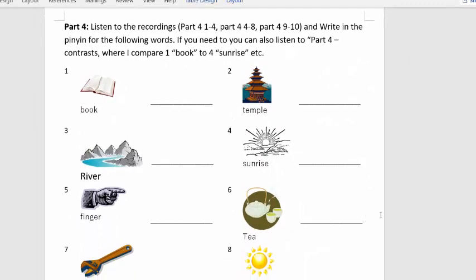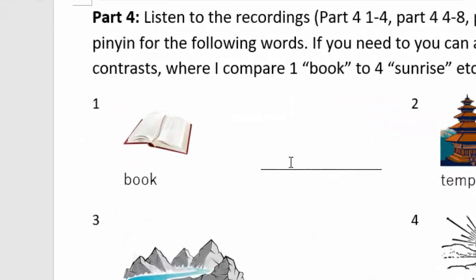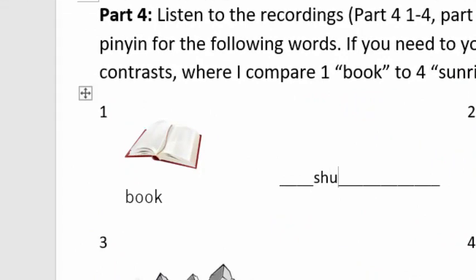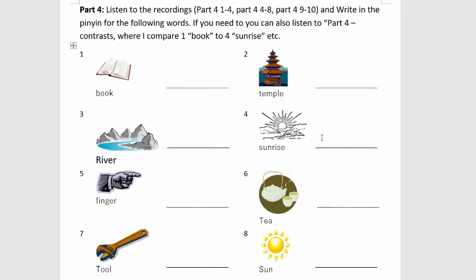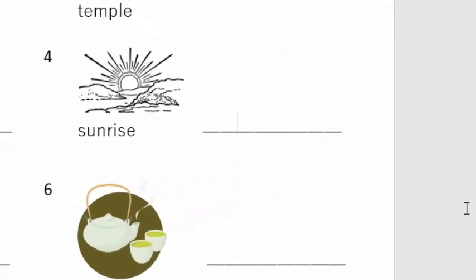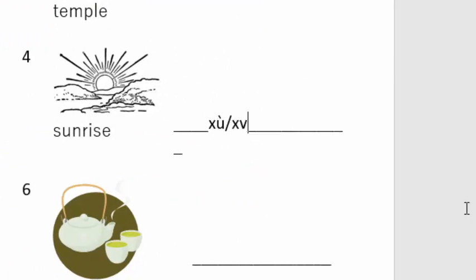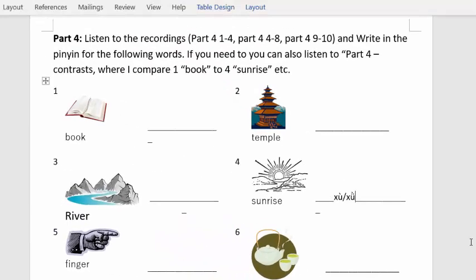For part 4, you're going to listen to the recording and write the pinyin for the word. You need to include the full pinyin, the consonants, the vowel, and the tone. Each one is worth 3 points. 1 point for the correct consonant, 1 point for the correct vowel, and 1 point for the correct tone. For words with a secret umlaut, like shu, you can write it either with a secret umlaut or with the umlaut written in, no longer a secret. Both will be counted as correct.